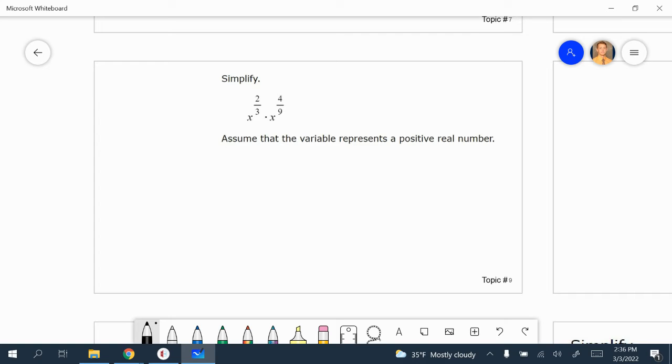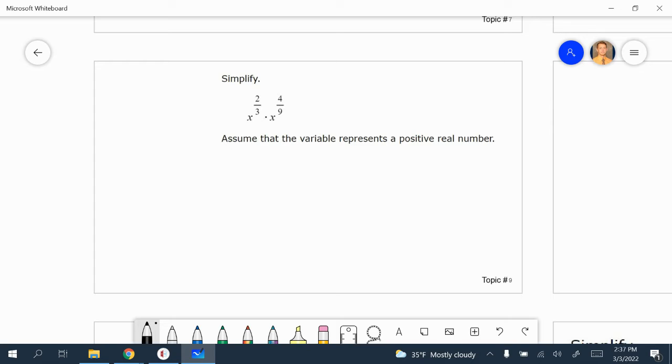Okay, we're going to work on topic number 9 right now. So what we see here is that we have common bases with exponents of fractions. Well, we know that if we have common bases, we're going to have to add our exponents. And honestly, this is something that I would just do on a calculator, but I don't even have a calculator right now, so we're just going to do this by hand here.